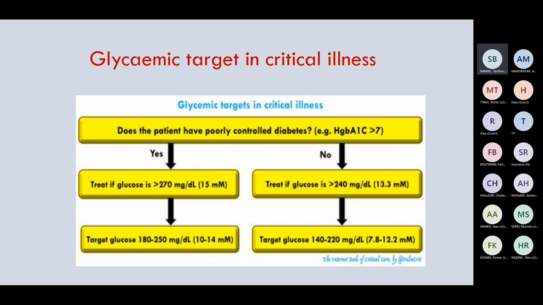What is the target for a critically ill patient? If the patient is poorly controlled diabetic, what do we mean by poorly controlled diabetes? If HbA1c is more than 7, we treat the glucose if it is more than 270 milligrams per deciliter. The target blood glucose level is 180 to 250. If the patient is not poorly controlled, with HbA1c less than 7, we treat if blood sugar is more than 240. What is the target for that? 140 to 220.